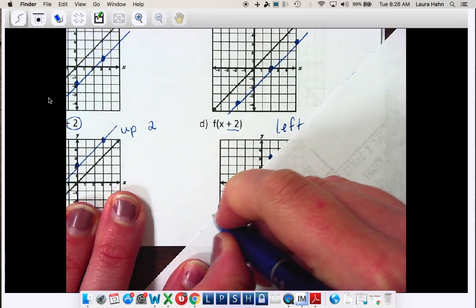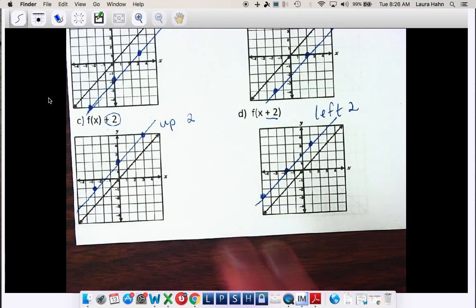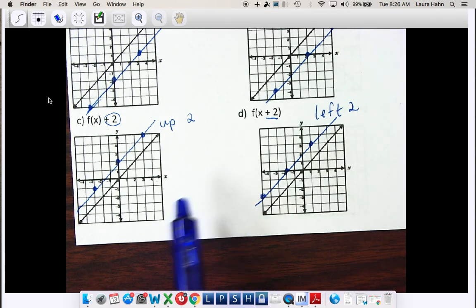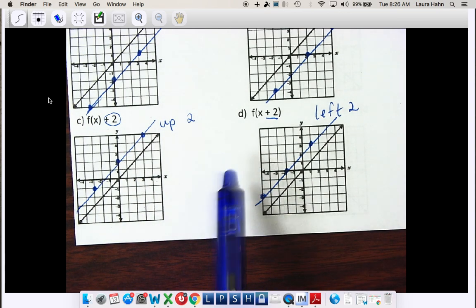And the same thing with these two. So without seeing the equation and what happened, it's hard to tell whether it's a vertical shift up or a horizontal shift to the left because they look the same.